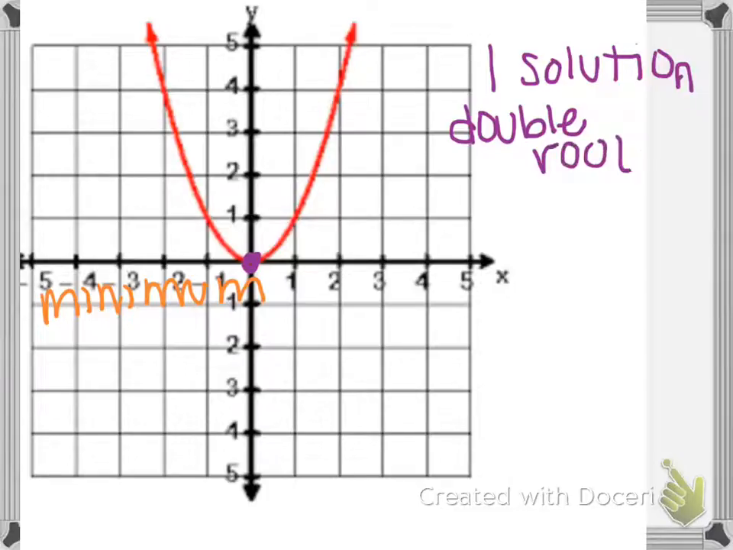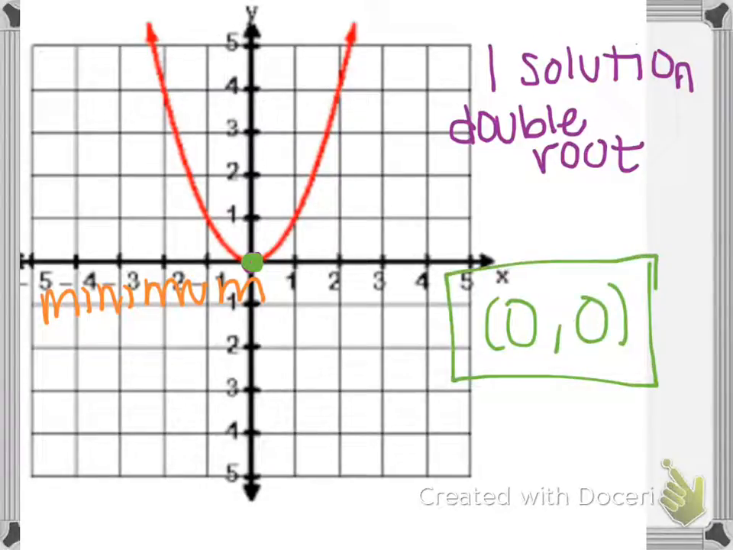That is all the stuff we already knew. One solution, double root. Now the question is, what is the solution? We know there's one, but what is it? It's the point where the graph crosses the x-axis. So this actual point, that ordered pair, is 0, 0. Since that is the vertex and it is on the axis, then that is the only answer you have because there was only one solution, and it was a double root.